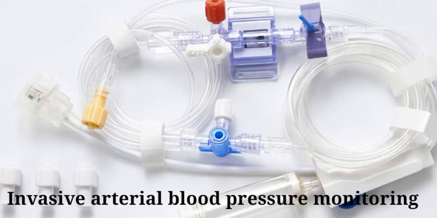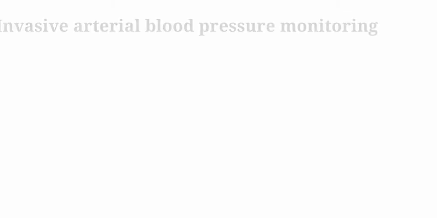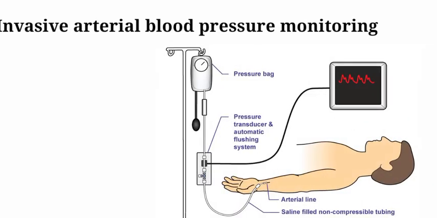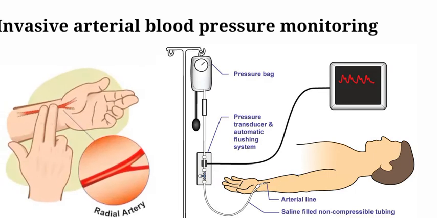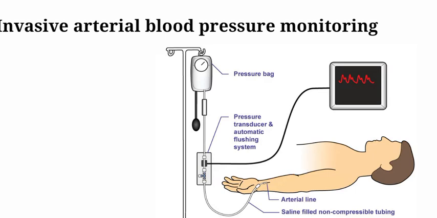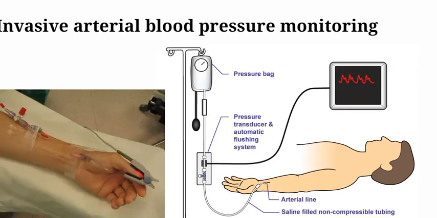Moving on to the invasive arterial blood pressure monitoring. An arterial line is a catheter that is inserted into an artery, most commonly the radial artery. The other end of the catheter is attached to a fluid-filled system of pressure tubing. A mechanical signal created by the pressure inside the tubing is converted into an electrical signal by a transducer, which displays the signal as a waveform on the monitor. An arterial line provides an accurate and continuous blood pressure measurement.